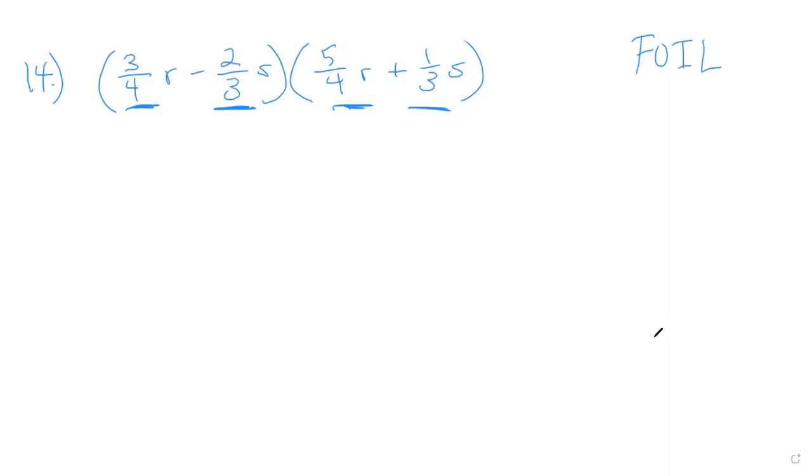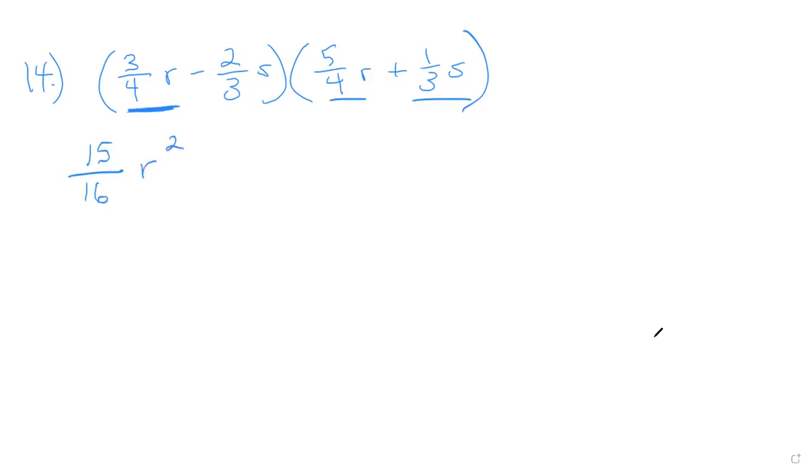So what I'm going to do is take this 3/4 r, and I'm going to give it to both things over here. And when I say give it to, I'm going to multiply it. So if I do 3/4 r times 5/4 r, 3/4 times 5/4, when you're multiplying fractions, you just multiply straight across. So 3/4 times 5/4 is going to give me 15/16. And then when I multiply r times r, that's going to give me an r squared. So when you multiply, you add the exponents.